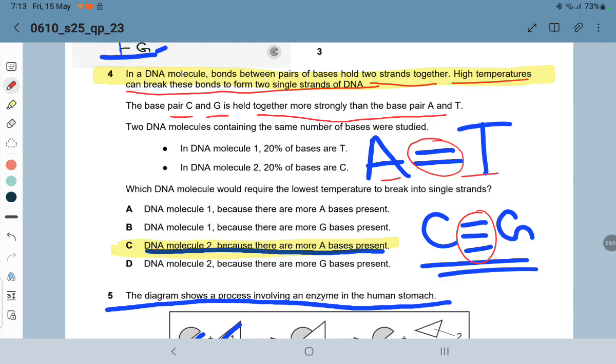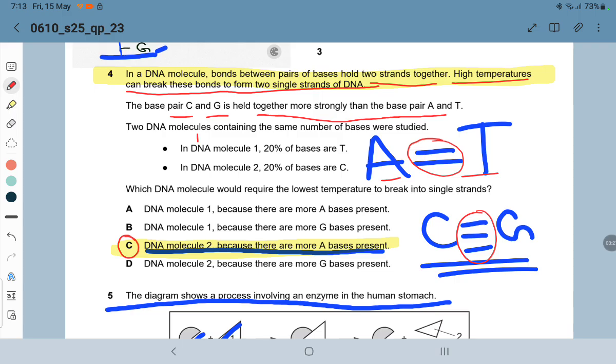So basically, and by common sense, cytosine and guanine have 3 bonds, so they will need a higher temperature to break these 3 bonds compared to breaking the 2 bonds, because the double bonds can be broken by a lower temperature compared to the one that is linking cytosine and guanine. So the answer here for question 4 is letter C, DNA molecule 2, because there are more A bases present.